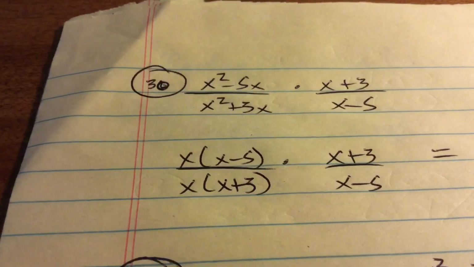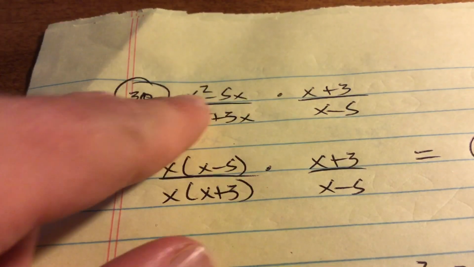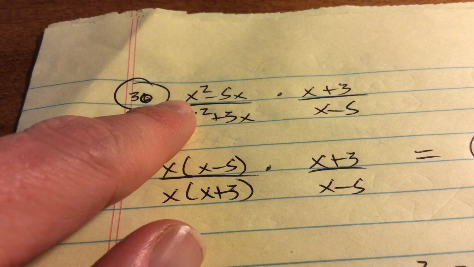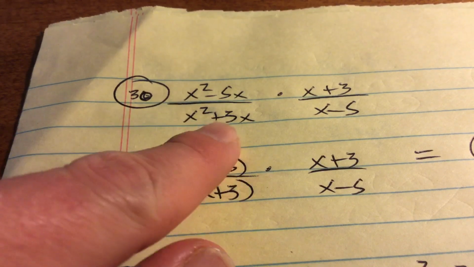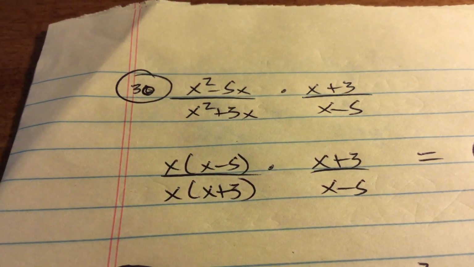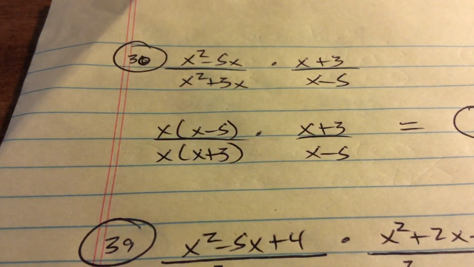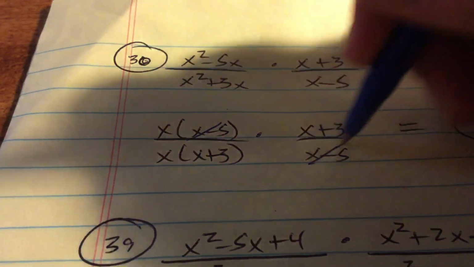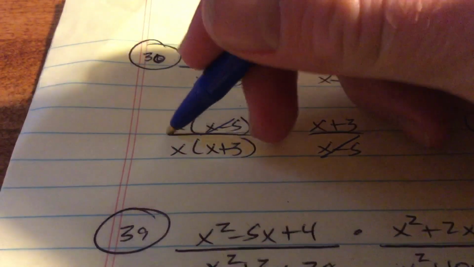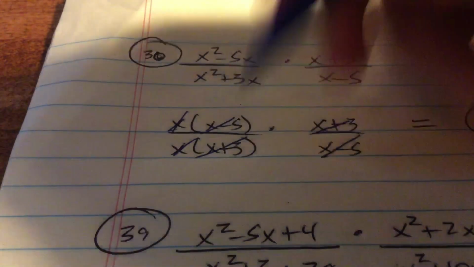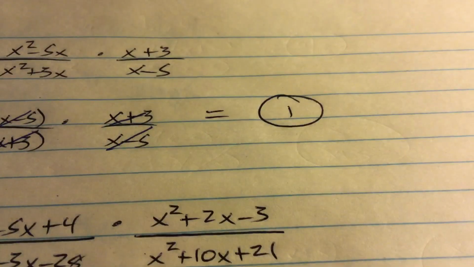Let's take a look at 30 from that practice worksheet. Nothing will factor here. And in that first fraction, factor out the x, leaving you with x minus 5. Factor out the x, leaving you with x plus 3. As we talked about in some classes, as long as you have something north and south, they will cancel. Cancel, cancel, cancel, cancel. Folks, when everything is canceled, it's not 0 but 1.